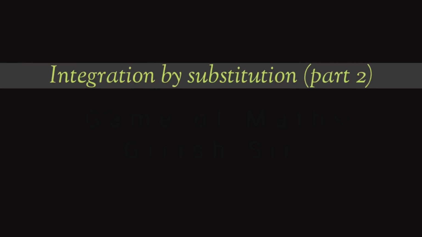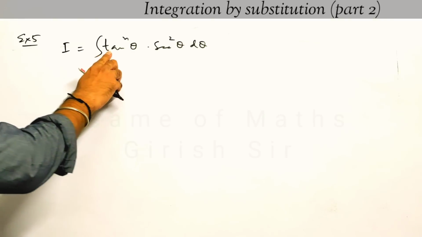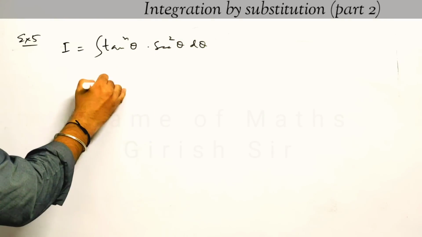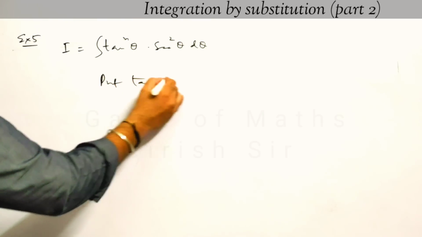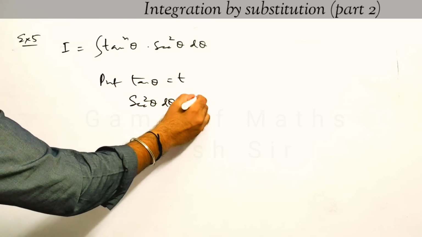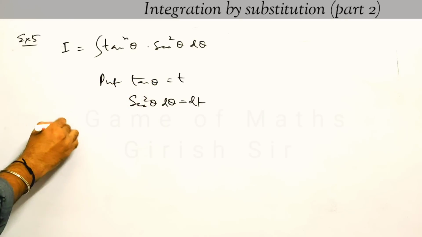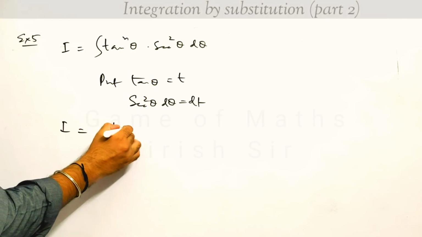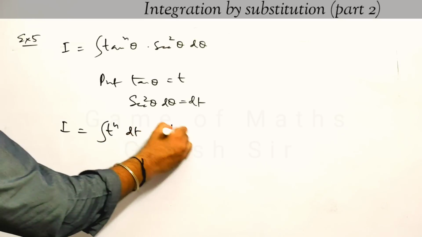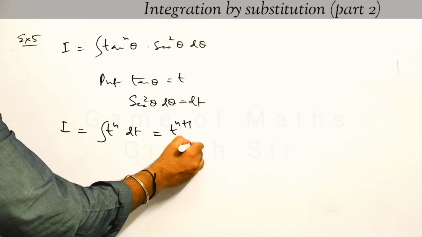Let's see another example. This is tan theta to the power n into secant square theta d theta. So if you put tan theta equal to t, then secant square theta d theta should be equal to dt. Make the substitutions over here. This becomes a very simple integral. Answer would be t to the power n plus 1 divided by n plus 1.